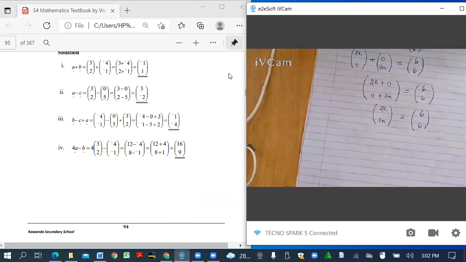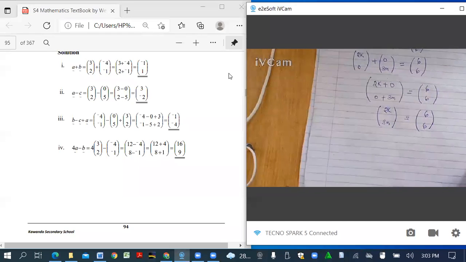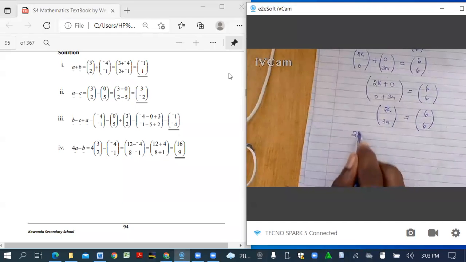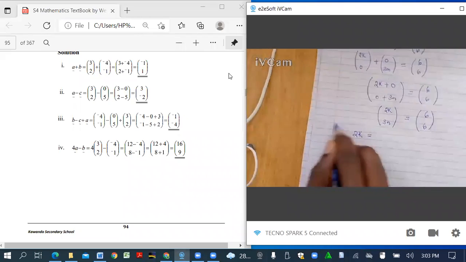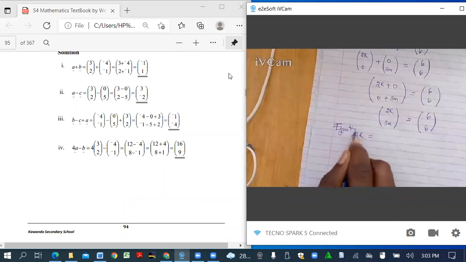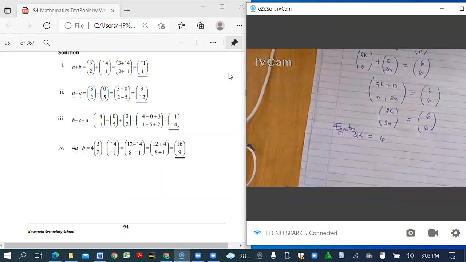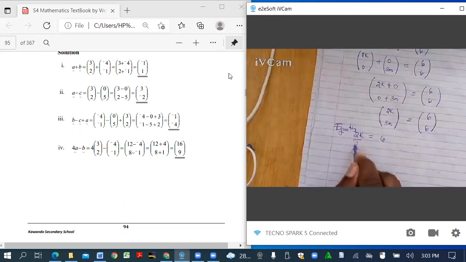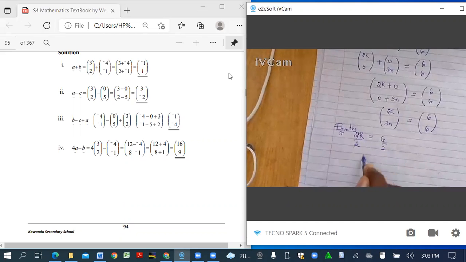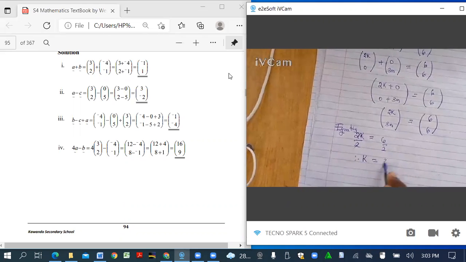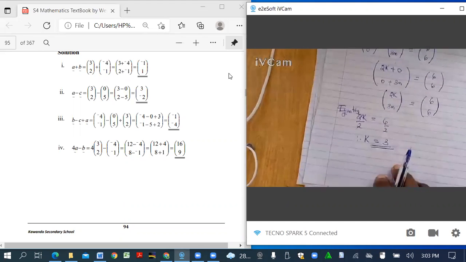Yes, Beatrice, what next from there? What do we do from there now? Because we want to find the value of K and M. We equate corresponding elements, which means 2K will be equals to 6. So what do we do there? What is K? Divide. So our K is 3.